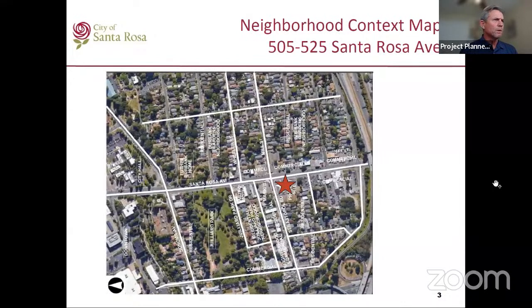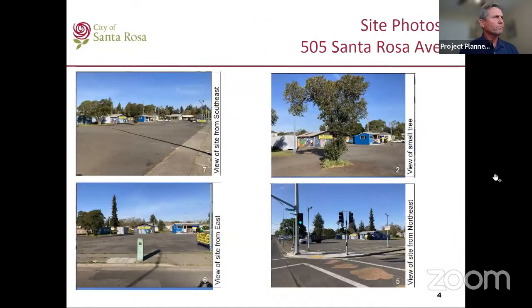This is just a neighborhood context map. The nice big red star shows where the project site is located. And then to the west are some single family residences. To the south is a used car lot. To the north is a small market and is also where there will be an offsite bathroom accessible for this particular project. And then to the east are some boarded up residences and then also an auto repair use. So if you can go to the next slide, please.